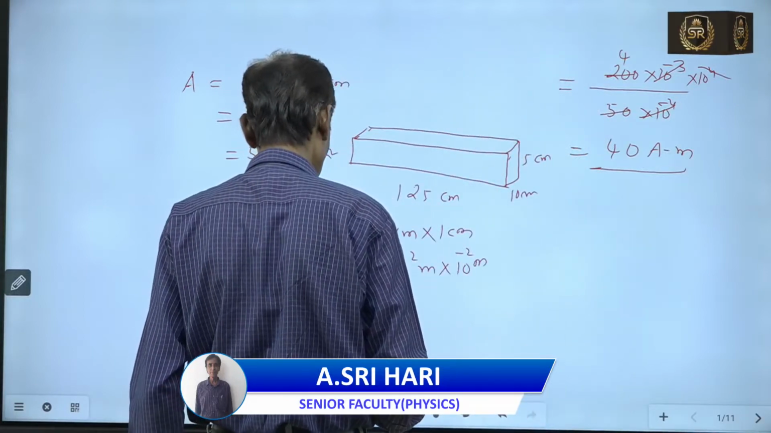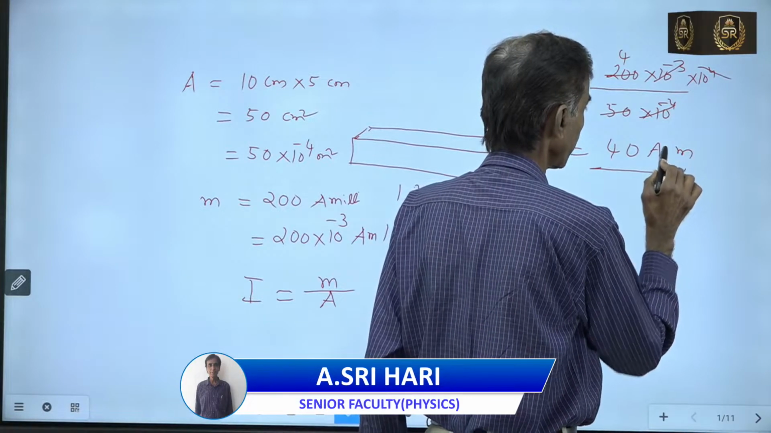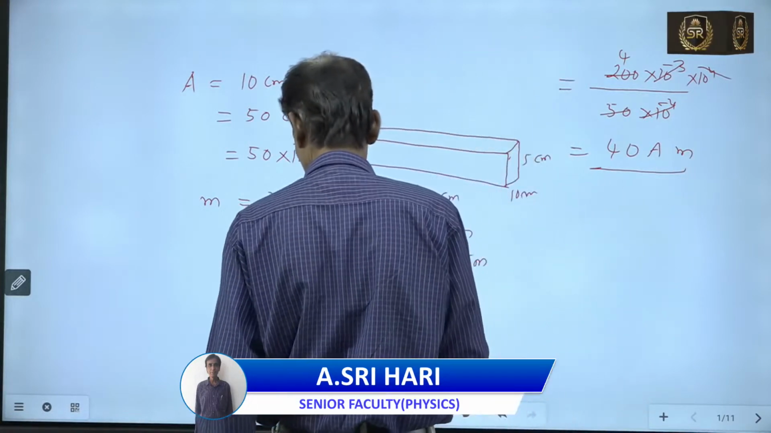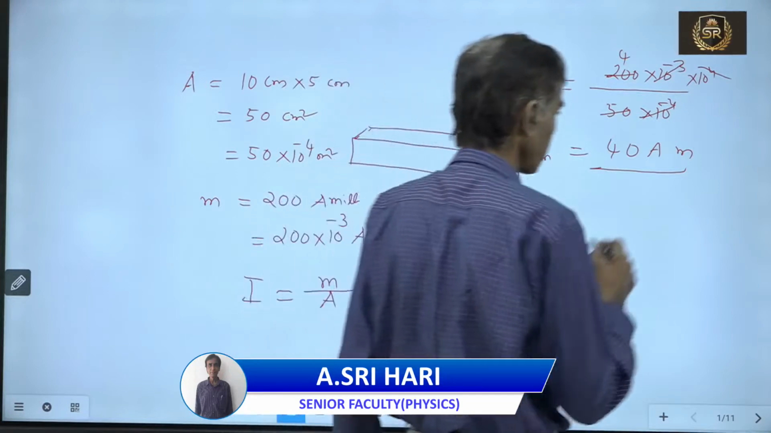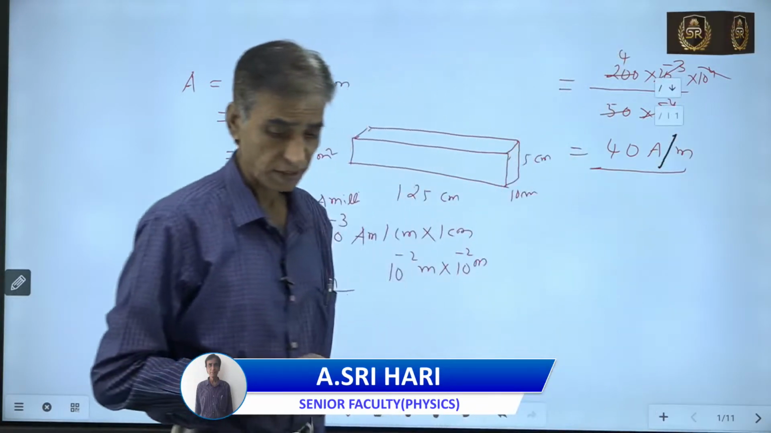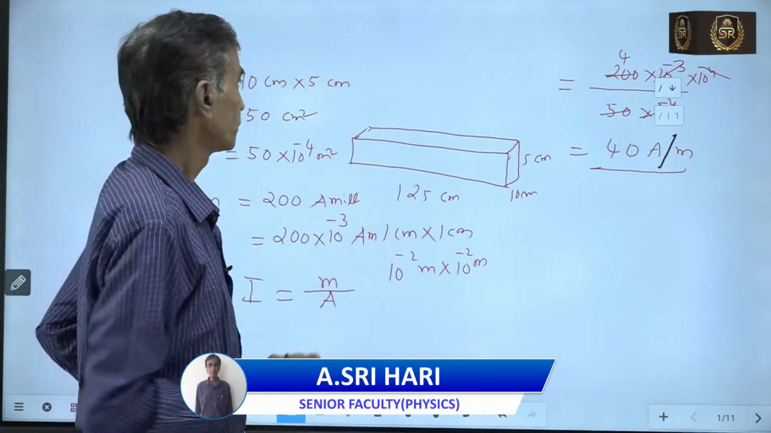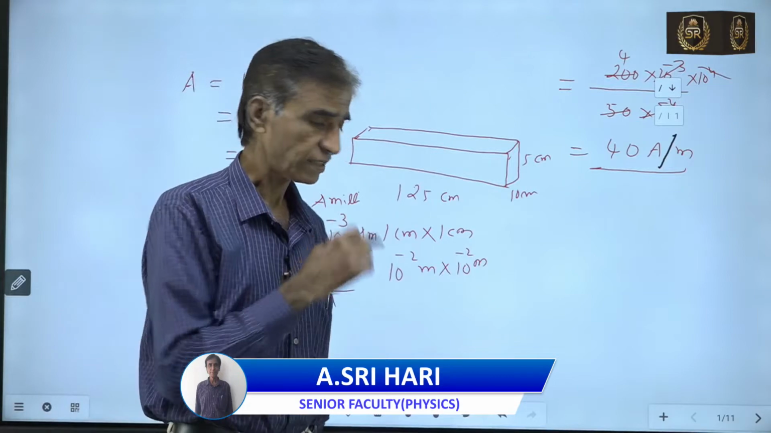Ampere per meter. That is our unit. So please see the answer. Which one is correct? You select. See the answer. Third one is correct. No. 40 ampere per meter. So that is the answer for this question.